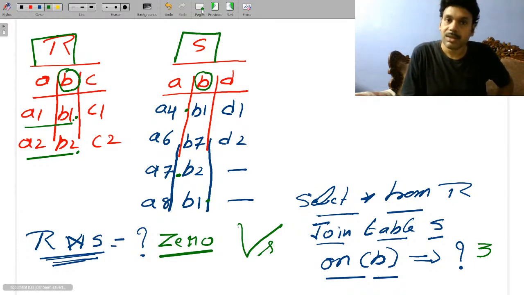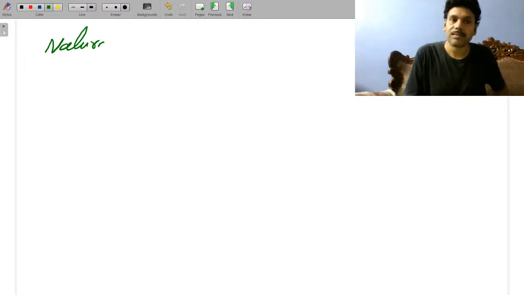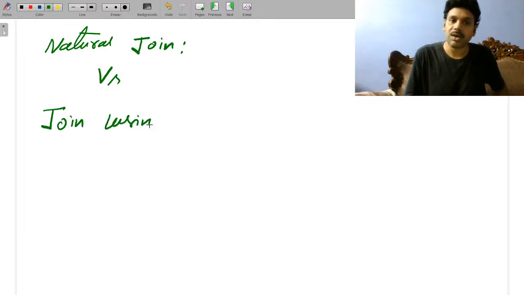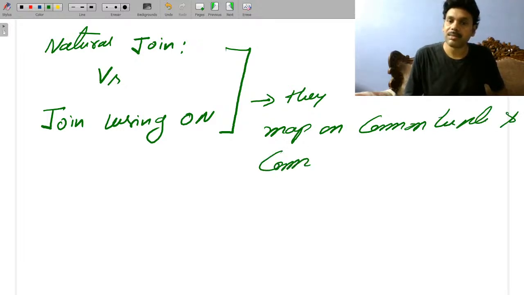Okay friends, so come to the next representation. I am writing like this. You see, when I am talking about a natural join versus join using on, both are the same. They map on common tuples only, common tuples and common attributes. But in the second variety, you have some relaxation. You have some relaxation here.